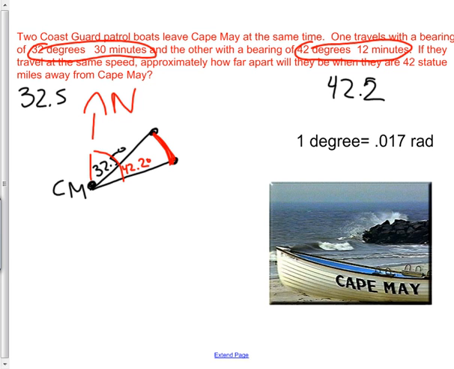Wait, what's the difference between statute miles and nautical miles? Yeah, I would just say it's normal miles, as in not referring to nautical miles. And then we also know these side lengths. They're telling us they are 42 statute miles away from Cape May. So that means that from Cape May, they're each 42 miles away.